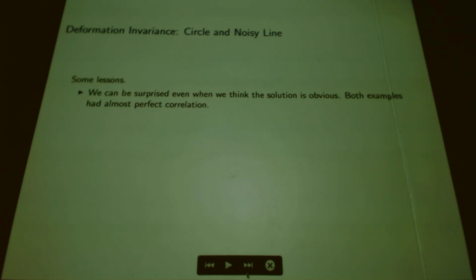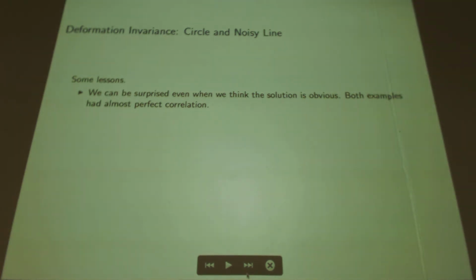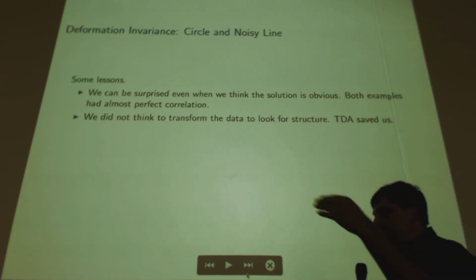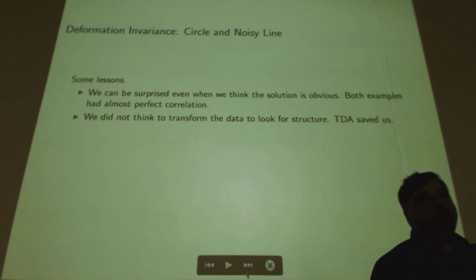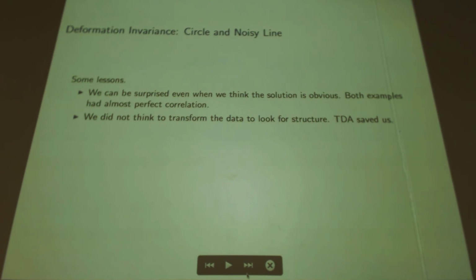Okay, so we can be surprised even when we think the solution is obvious. Both examples have near perfect correlation. Now, we could have transformed the data to try and look for that structure of the circle, right? But the point is, we didn't have to think of doing that. So when I talk about robust answers, it's not that you couldn't have thought of some other way to get that same answer. It's that you never had to think of doing another way to get that same answer. That's what it means to be unbiased. That's what it means to be robust. You never have to think of that other way.